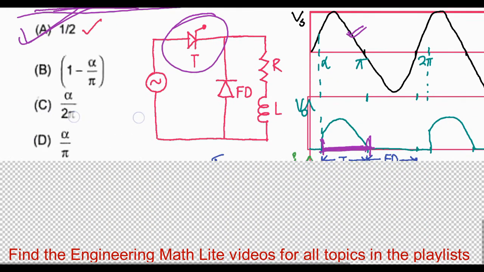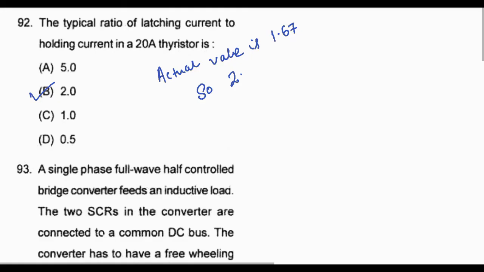So next question, number 92. The typical ratio of latching current to holding current in a 20 ampere thyristor is. Generally in case of a thyristor, latching current is higher than holding current, and for a 20 ampere thyristor generally you can find that this is around 1.67, so we can write it to be 2.